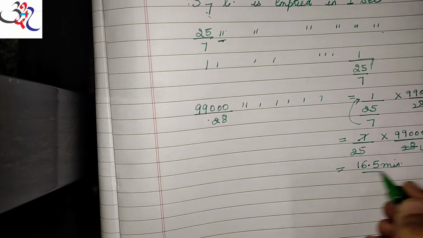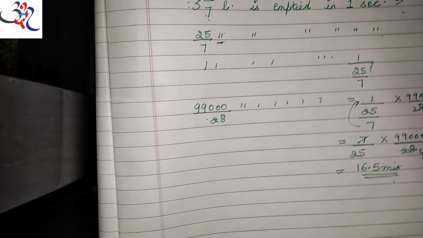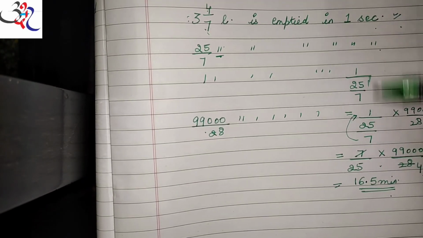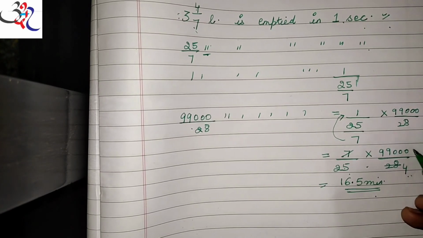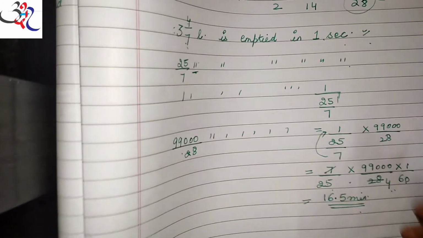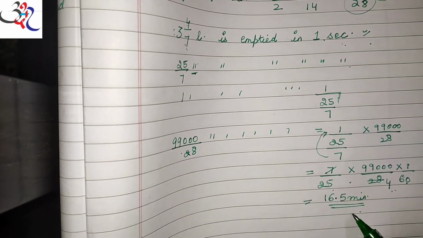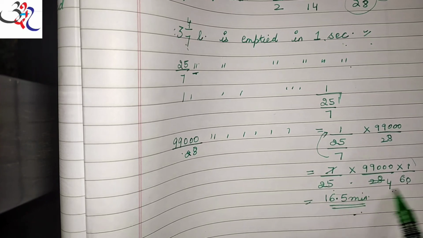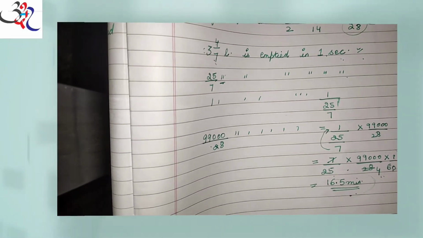First you will get your answer in seconds, and then to convert your answer from seconds to minutes, you have to simply divide your answer by 60, or we can simply write here 1 by 60, because I am converting my answer from seconds to minutes. So after doing the complete calculation, we will get our final answer as 16.5 minutes. Okay.